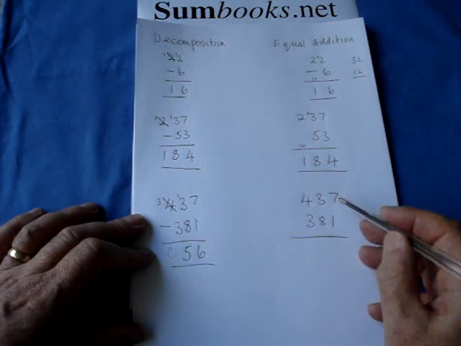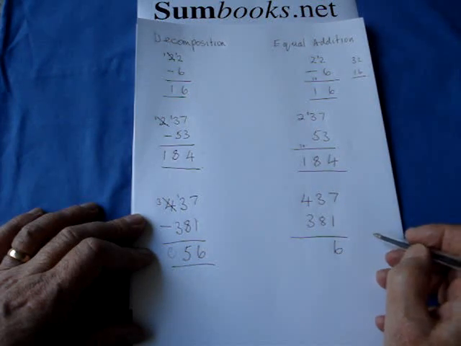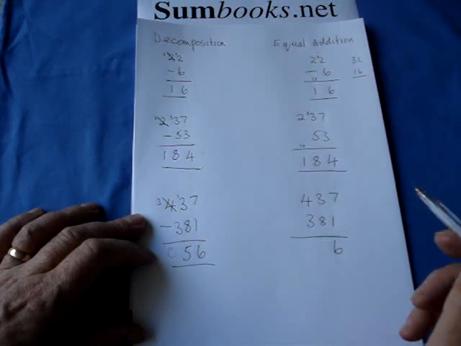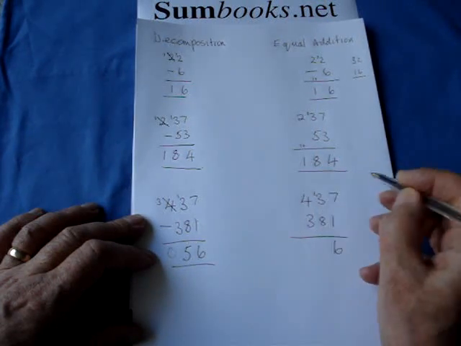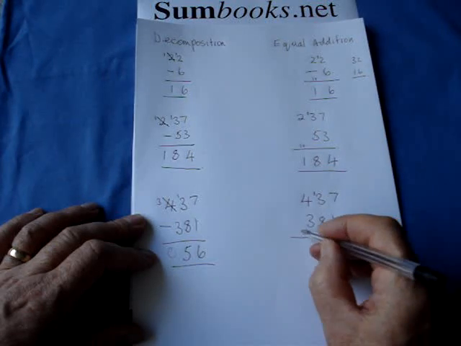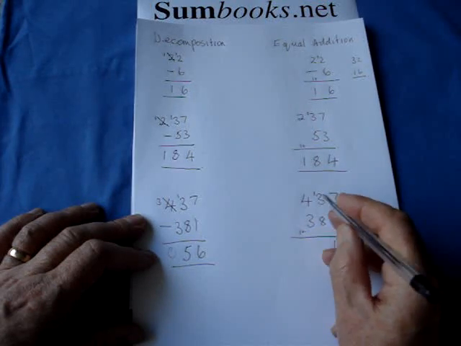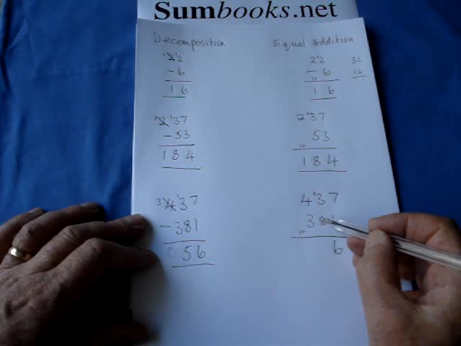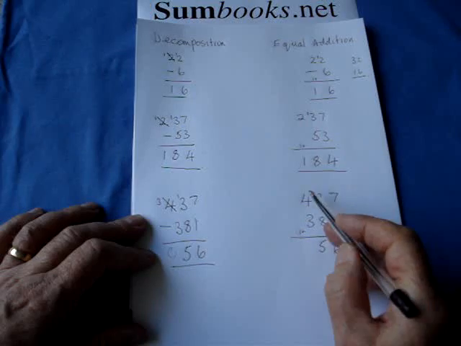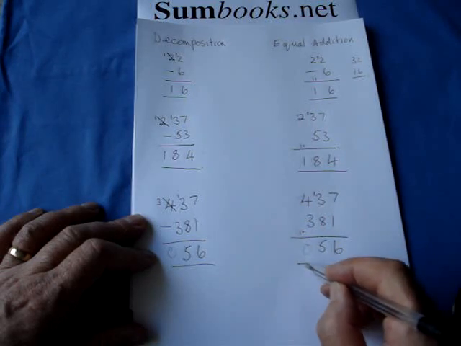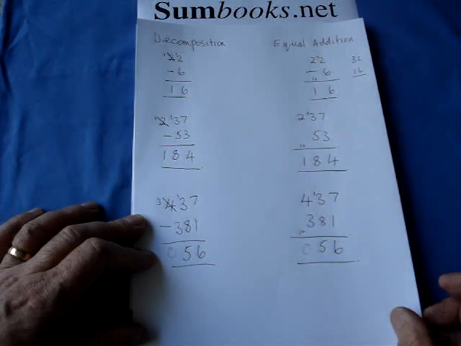Equal addition method, 1 from 7 is 6, 8 from 3 we can't, so we add on 10 tens and we add on 100 over there. So we say 8 from 13 is 5 and 4 from 4 is 0. So we get 56 again.